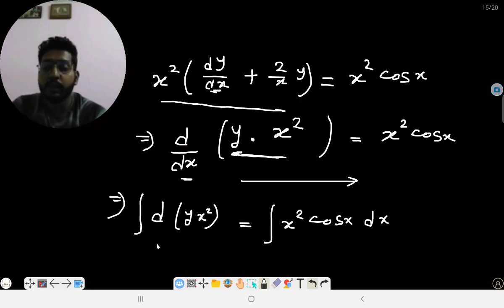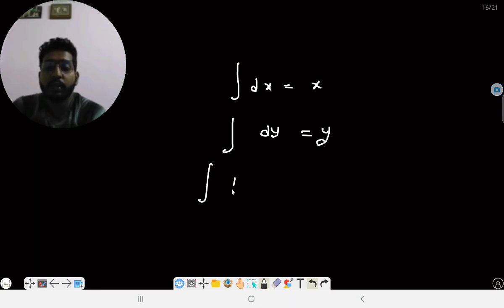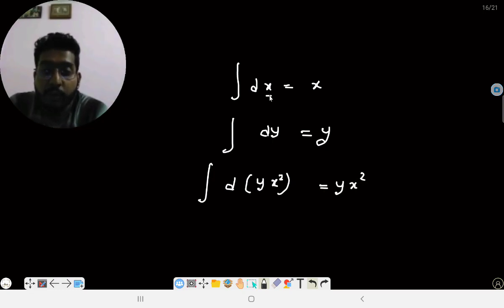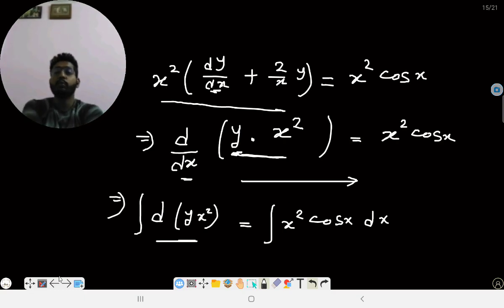Now what will be the integration of this one? Remember one thing: integration of dx is x, integration of dy is y. That means integration of d of y x square will be y x square only. Integration of d of this one will be the answer of this one only. So here integration of d of y x square is y x square, equals.